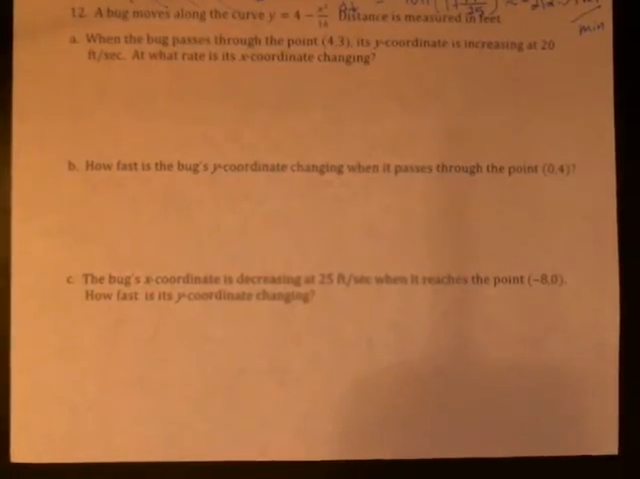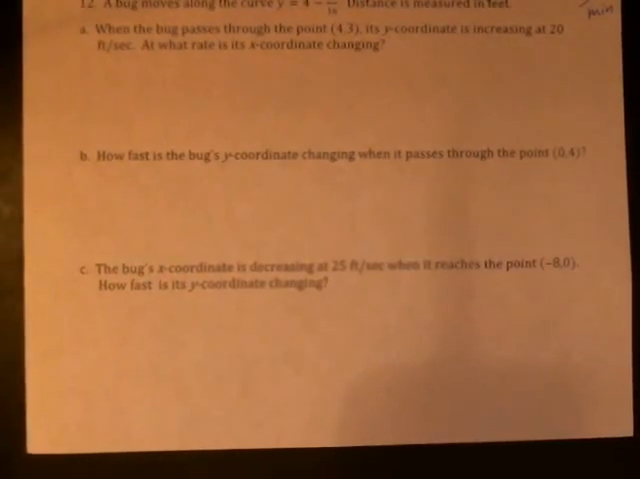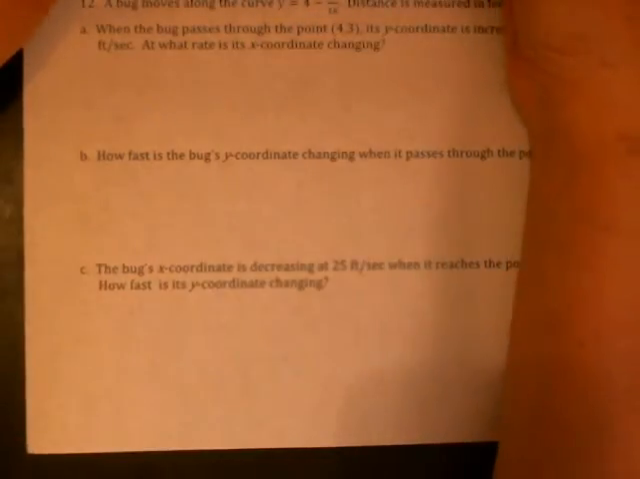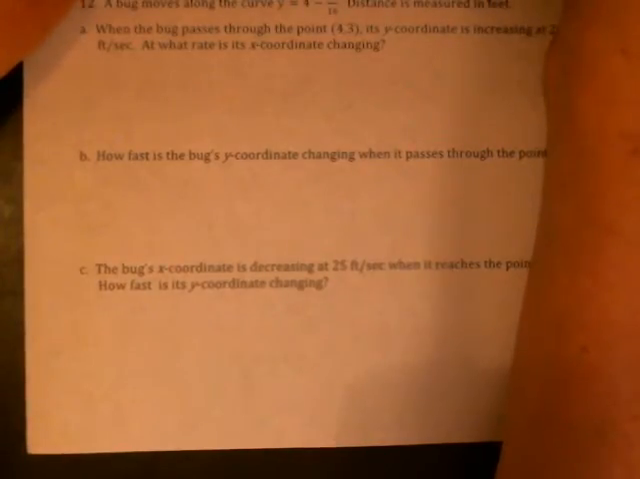Hi everyone, last example. This one's a little different. We get a formula up front, but I think in a lot of ways it's actually easier. I just wanted to make sure I worked over something like this so it didn't mix you up when you hit it. So we have an insect that's moving along the curve y equals 4 minus x squared over 16.